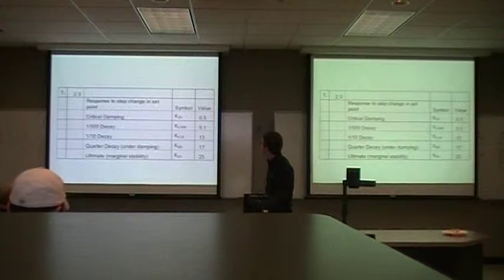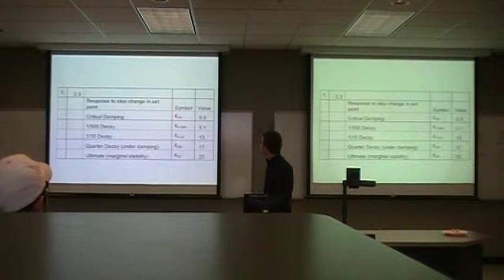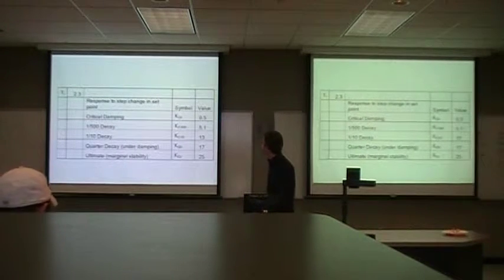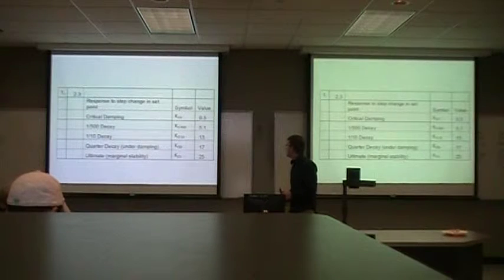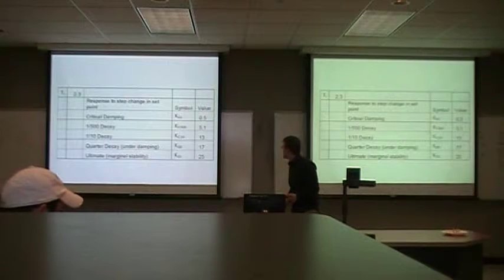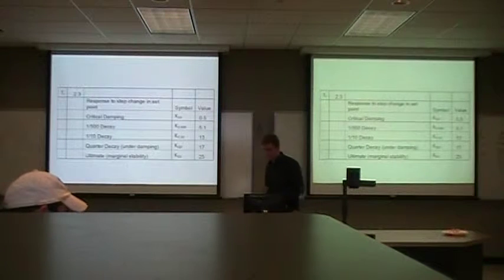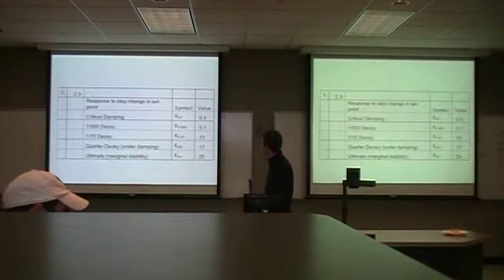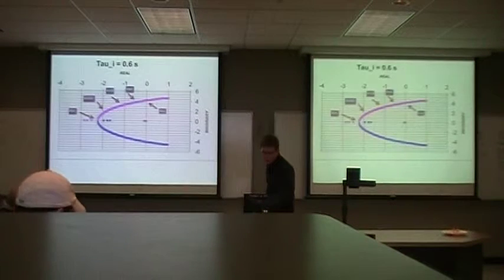These are the values that we were able to get. This is just for one region. Since ours are fairly similar, this is, I believe, Randy's. The critical damping for the root locus was 0.5. The 1/500 decay was 5.1. The 1/10 decay was 13, quarter decay was 17, and ultimate was 25. And that's for a tau sub I, the time constant for the controller, of 2.2.